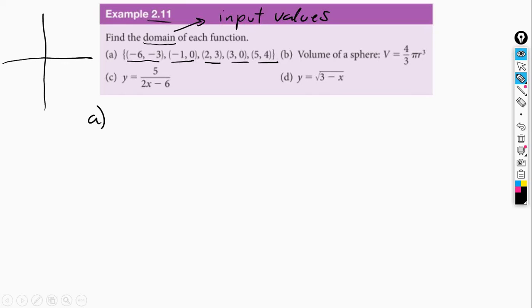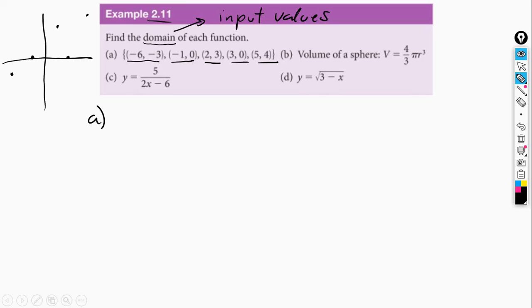So -6, -3, let's suppose it's around here somewhere. That would be that point. -1, 0, let's suppose it would be around there. 2, 3, let's suppose it would be up here. 3, 0 would be down here. 5, 4 would be somewhere around there. So it's just a set of points.